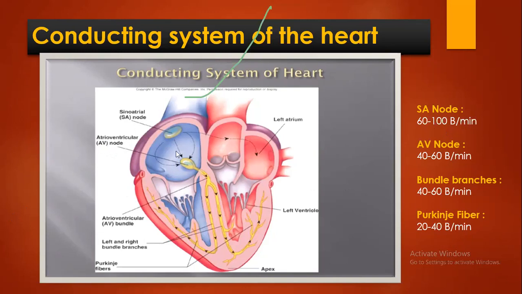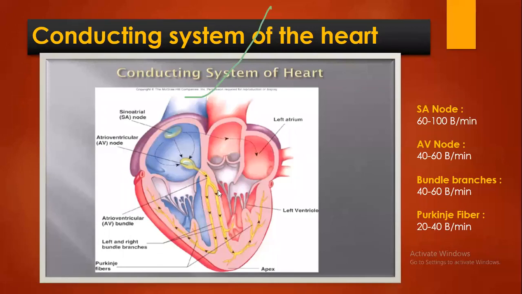This is the second one. This will receive impulses from the SA node and deliver them to the AV bundle. This is the connection between the two ventricles and the two atria, okay? From the AV node, it will go to the bundle of His branches, right and left. The right will deliver impulses from the AV node to the Purkinje fibers by the right intraventricular septum.